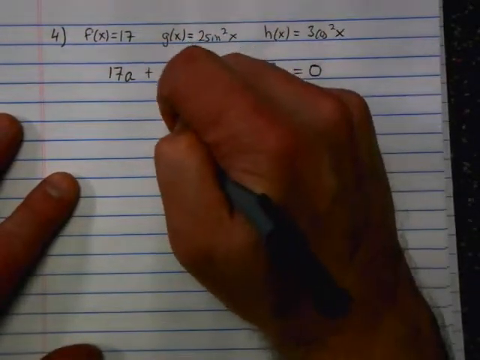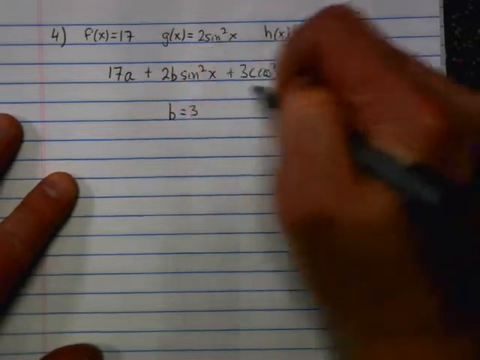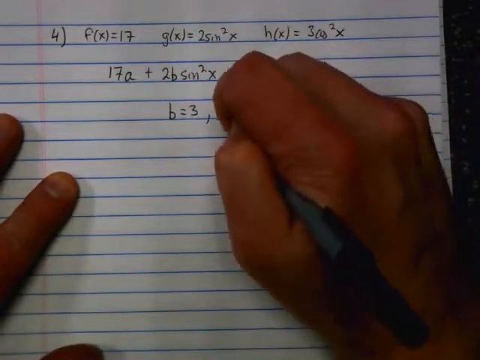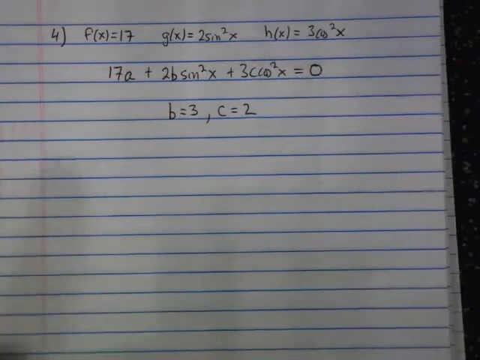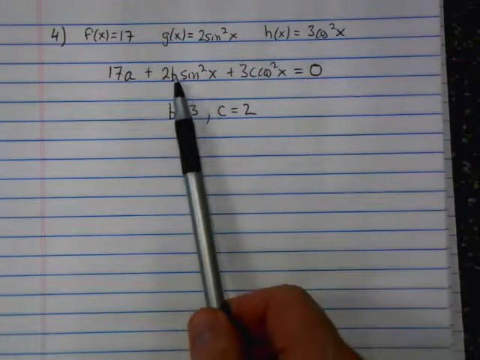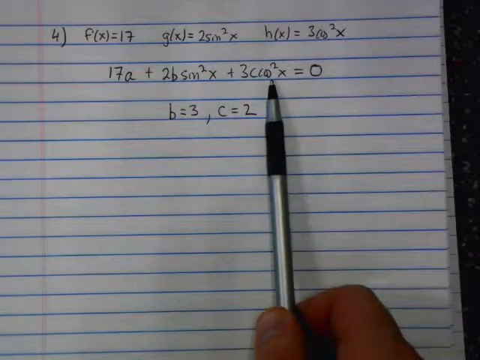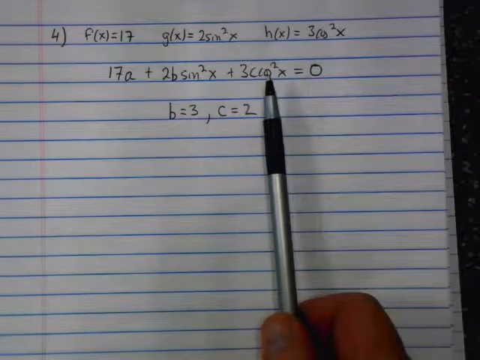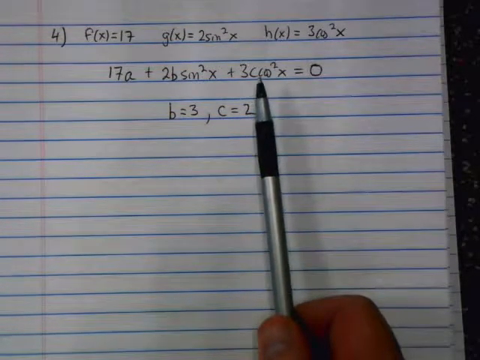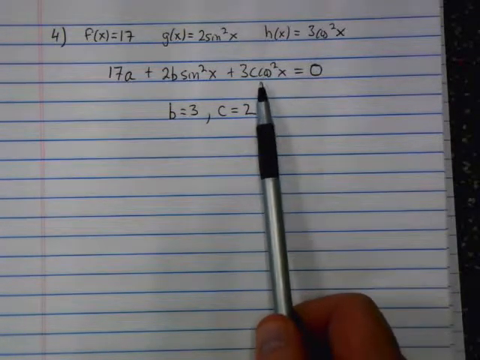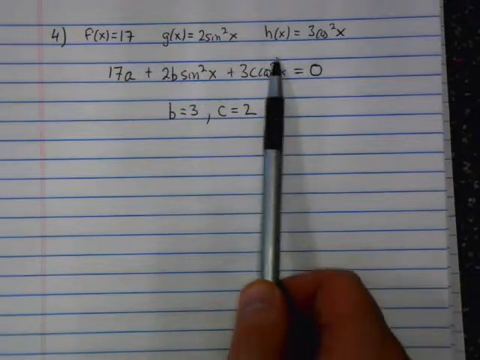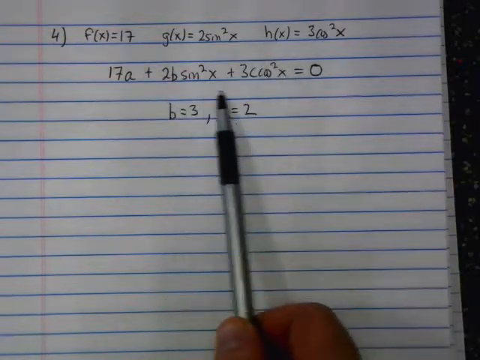What he said was let B be the number 3 and let C be the number 2. Because this would then be 6 sine squared and this would be 6 cosine squared. Why is that helpful? You can factor the 6 out. Sine squared plus cosine squared is 1. So this whole thing is now the number 6.